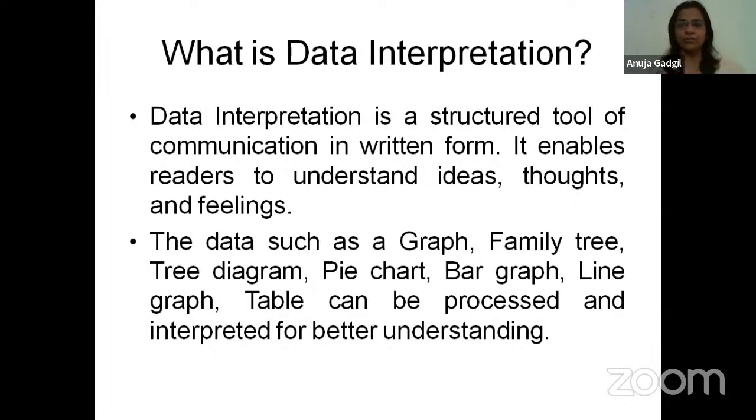I hope you're able to get this. The data such as graph, family tree diagram, pie chart, bar graph, line graph, table can be processed and interpreted for better understanding. So what do you get as a source of data interpretation? You will get a tree diagram, a graph, a family tree diagram, pie chart, bar graph, line graph. All these things you will get, and you have to process the data from these things and write them, put them on paper.